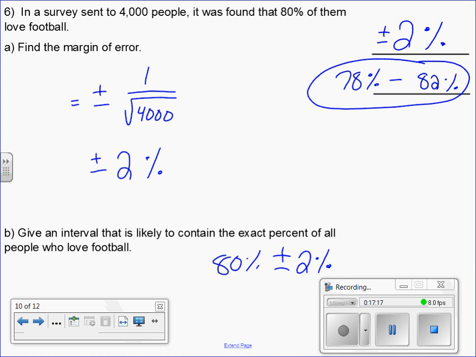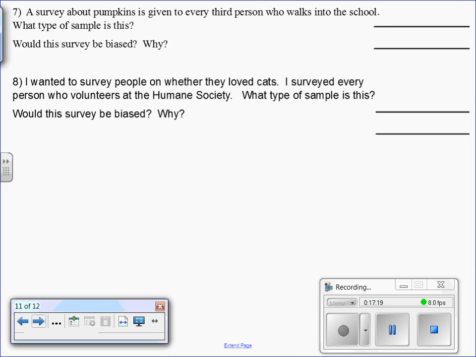All right, we're in the home stretch, 7 and 8. A survey about pumpkins is given to every 3rd person who walks into school. What type of survey is this? Oh, I came up with a rule, didn't I? I'm surveying every 3rd person.